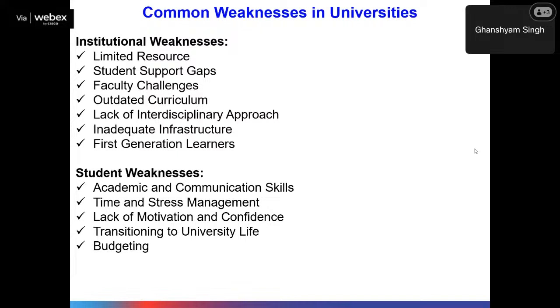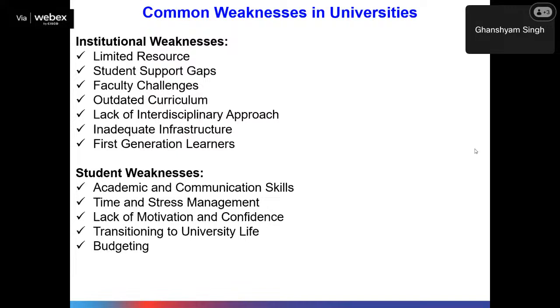Outdated curriculum. Some of the universities are following outdated curriculums, with a lack of interdisciplinary approach. This is a very important point, and you will find that most of the universities are lacking in this. There is a lack of interdisciplinary approach amongst the students. Inadequate infrastructure is not common to all the universities, but many universities still have inadequate infrastructure because they have increased the seats, so the number of students is more than the infrastructure available.